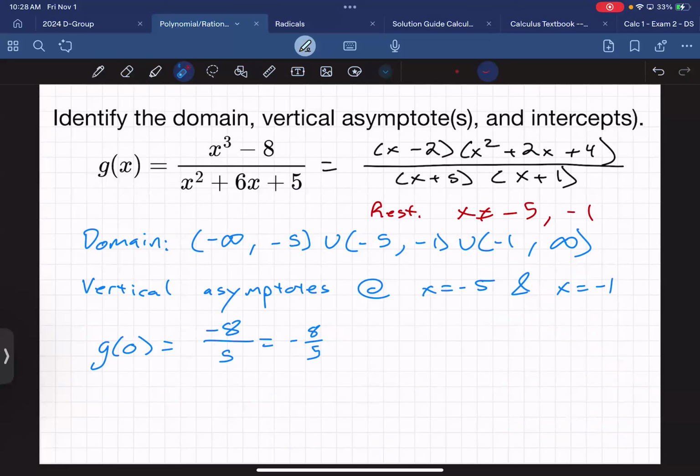With that said here, -8/5 is what? 1.5 almost, a little bit more than 1.5. So just make sure you're a little bit more than -1.5, downwards. Okay.